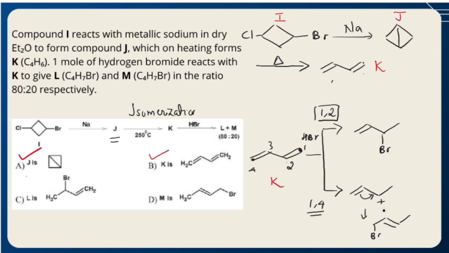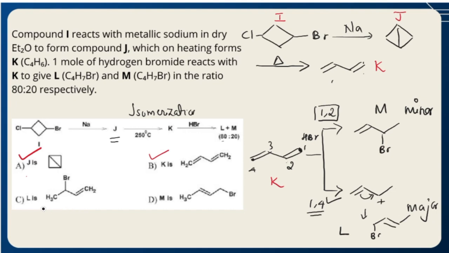Which is major and minor? How to decide? Look at the reaction condition. For kinetically controlled products, the low temperatures are preferred, but there is no low temperature mentioned here. That means what? This is a thermodynamic control addition reaction. Under thermodynamic control, 1,4 addition is more favored. That means this should be our major product and this should be our minor product. Which is the major product here? L is the major, 80%, and M is the minor.